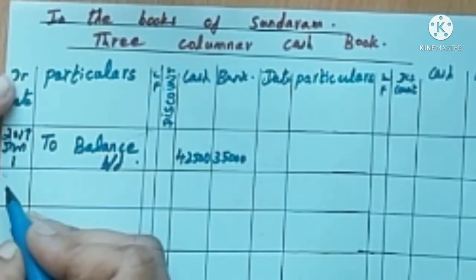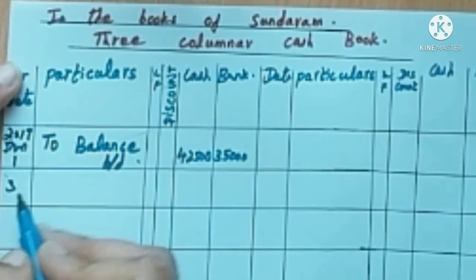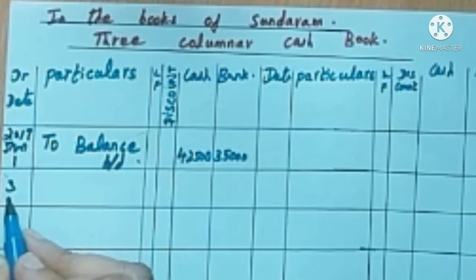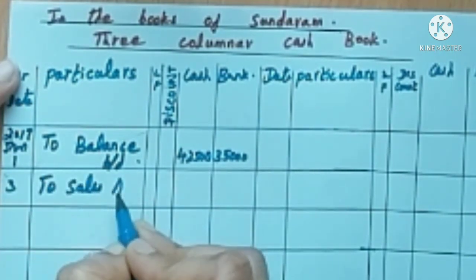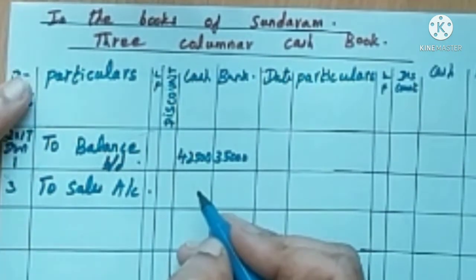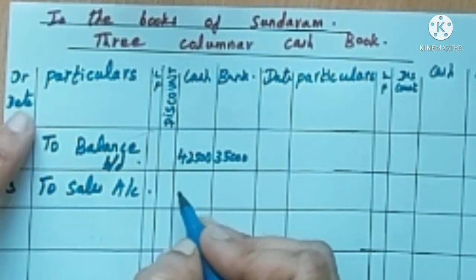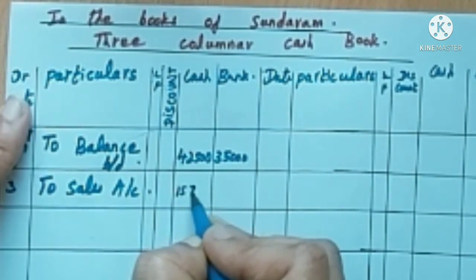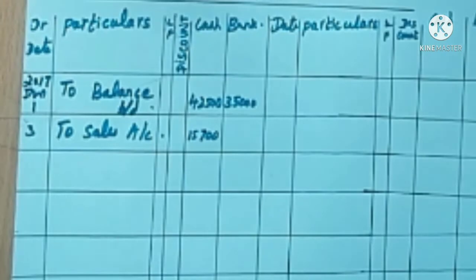Date of the transaction is 3rd. So I am writing in the date column 3rd January to sales account. What is the amount? 15,700. So I am going to write it in the cash column 15,700. Okay. Because it is a cash sales.